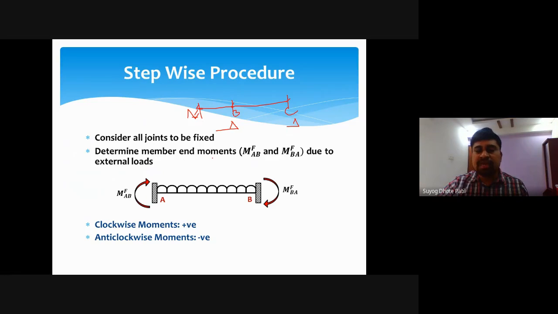Okay, so determine member end forces. So MFAB is the general notation to show fixed end moment. F stands for fixed, and M stands for moment. So fixed end moment about AB and fixed end moment about BA. We have to calculate these two fixed end moments. Again, we have already considered that positive moments are clockwise moments and negative moments are anti-clockwise moments.